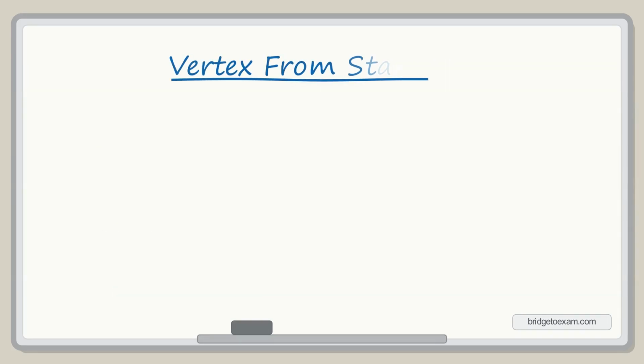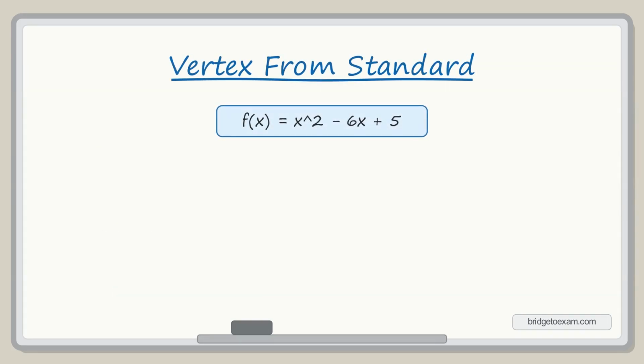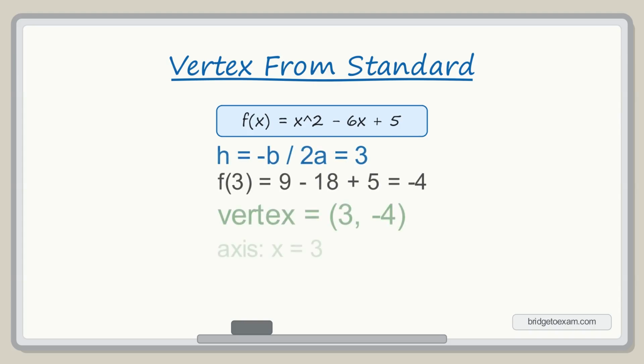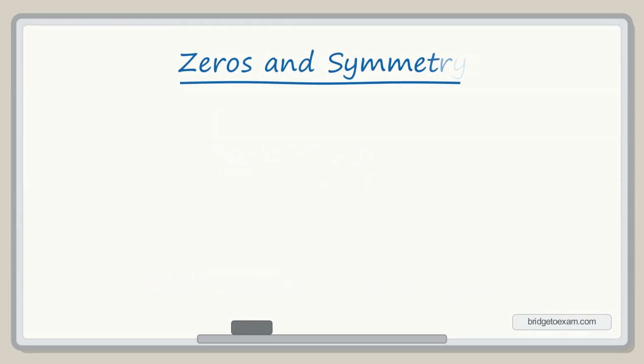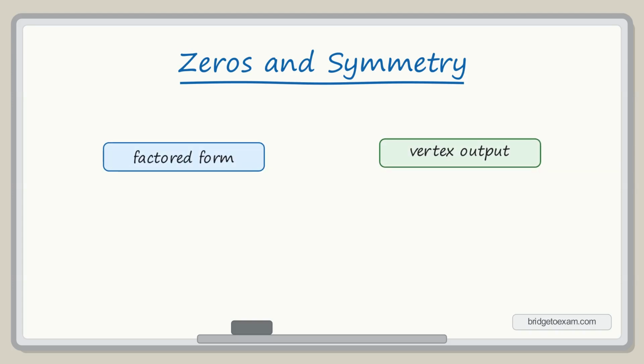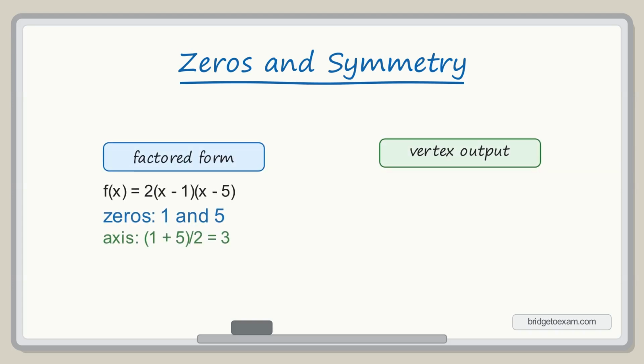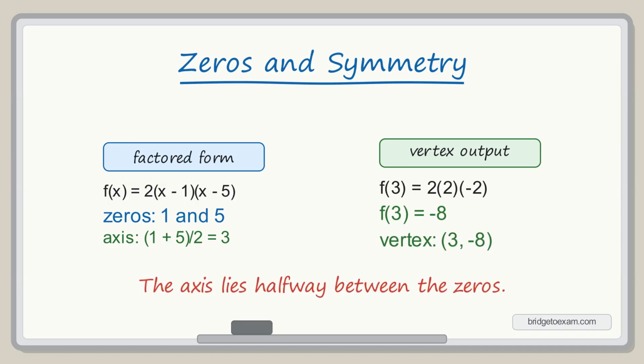From standard form, the vertex input is negative b over 2a. For x squared minus 6x plus 5, h is 3. Substitute 3 to get negative 4, so the vertex is (3, negative 4). Factored form shows the zeros. The axis of symmetry is halfway between them. Then, substitute the axis value to find the vertex output.